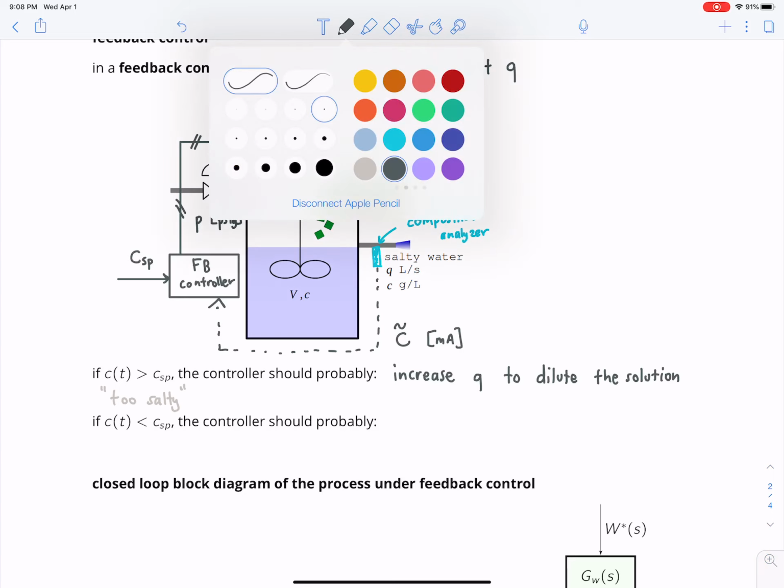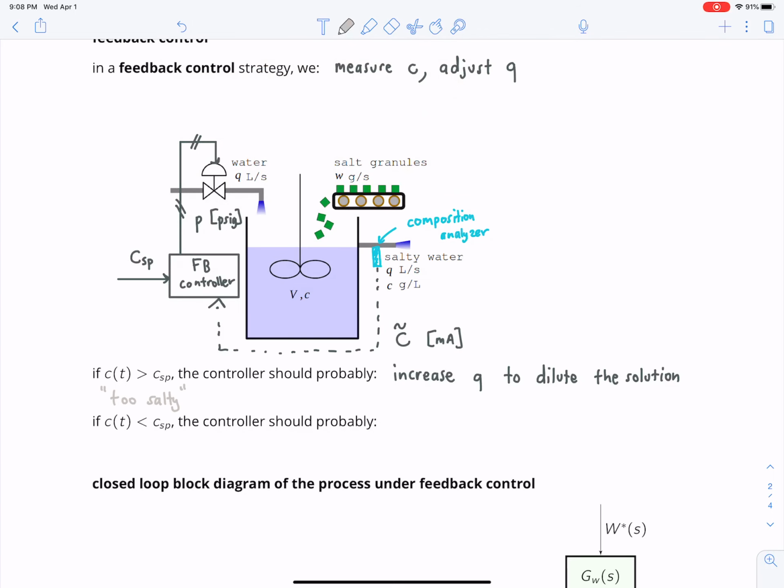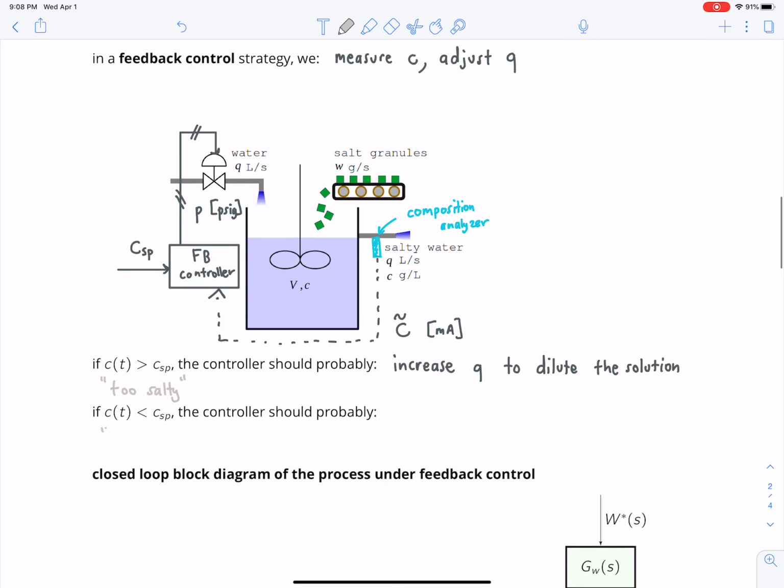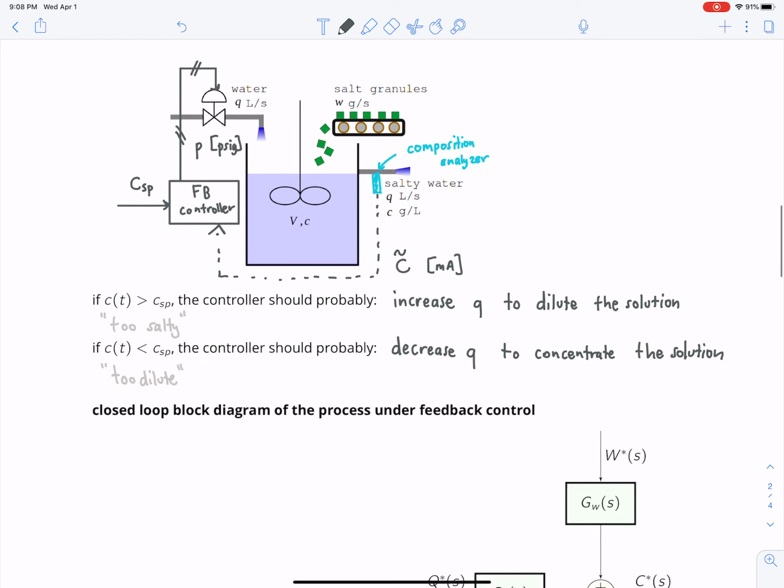On the other hand, if the concentration of salt is less than the set point, so that means it's too dilute, colloquially, then what the controller should do is decrease Q so we can concentrate the solution and bring it closer to its set point. So those are two examples of how we can counteract disturbances in W that cause C to be greater or less than the set point.